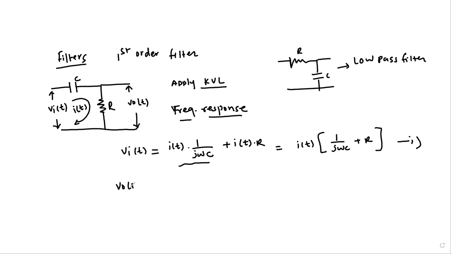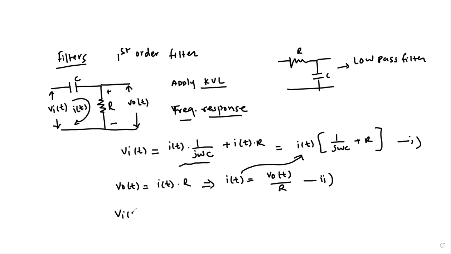Similarly, the output voltage, which is the voltage across this resistor over here, is simply the current flowing through the resistor multiplied by its value. Okay, and with this, I of t will be the voltage divided by this resistance. So let us call this equation number 2, and we plug back the value of I of t in this equation. So Vi of t takes the form Vo of t divided by R, which is the value of I of t, in bracket 1 over j omega C plus R.